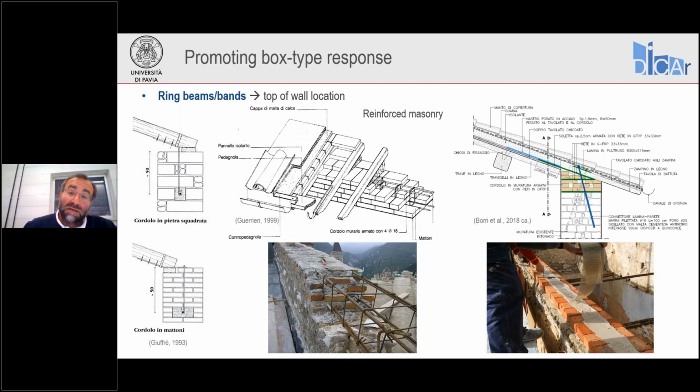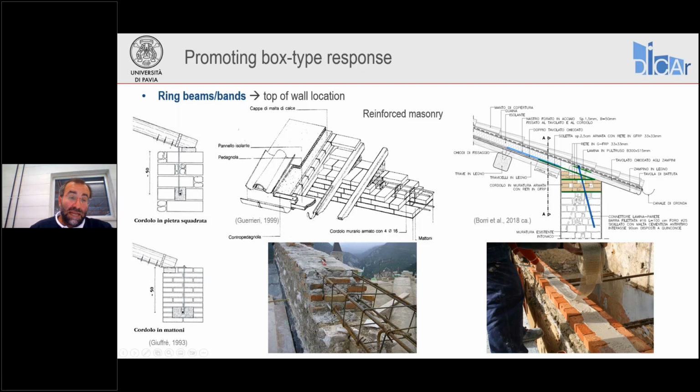And an alternative to this solution is to use composites instead to provide the reinforcement. For example, GFRP meshes embedded in the bed joint of the top layers of the masonry, so as to provide longitudinal reinforcement in a different form, not using steel. Then the roof system needs to be connected to the tie beam.